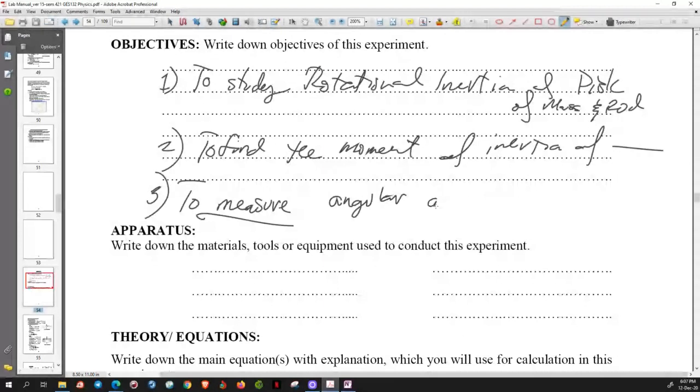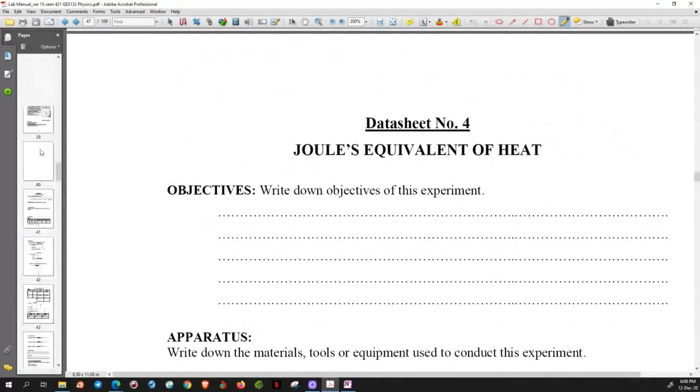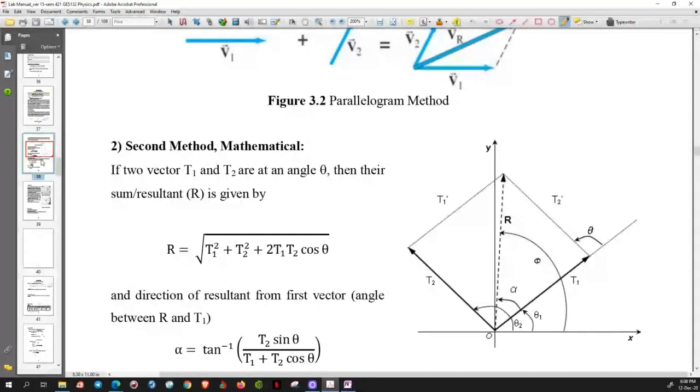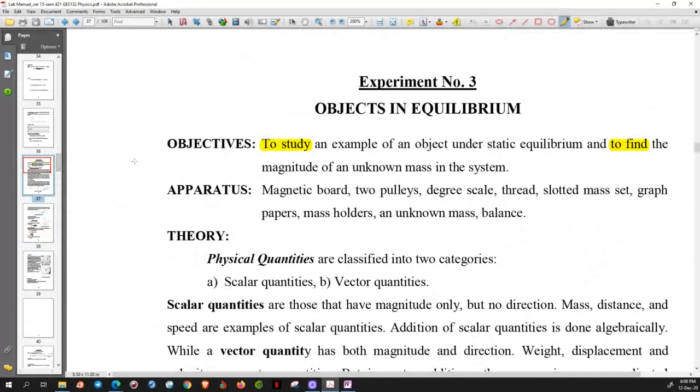The angular acceleration. The angular acceleration of what? Of the shape of the disk, or of the mass and rod. Clear? I hope that it is clear how you can write the objective without trying to memorize everything. Because if you memorize, you can write the correct objective, but for a different experiment. If you write a correct objective, for example, to study static equilibrium, but you write it in capacitance, you will get 0 from there, okay?